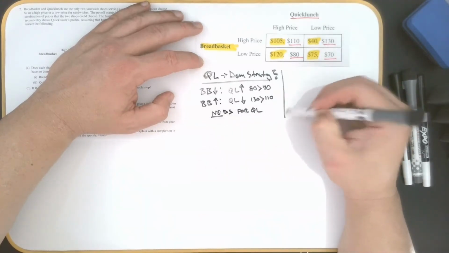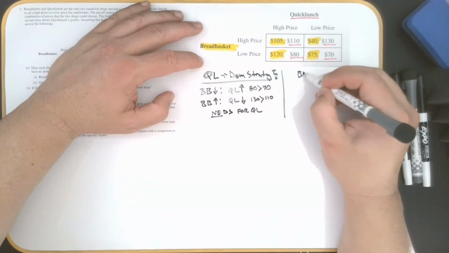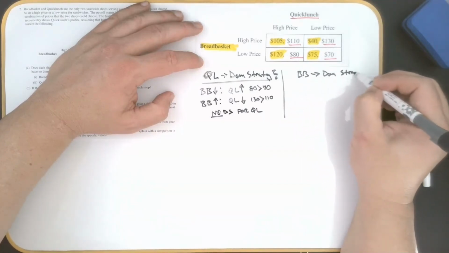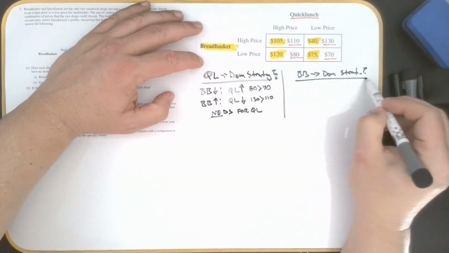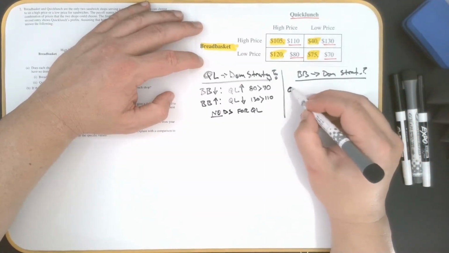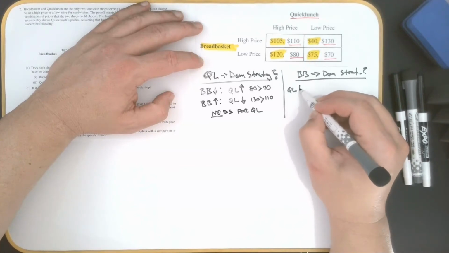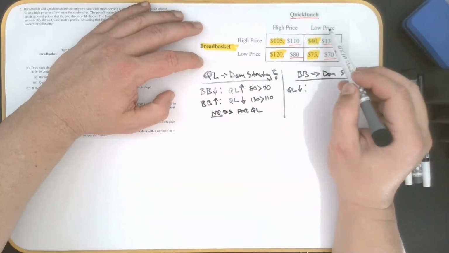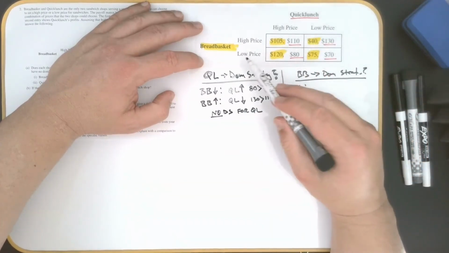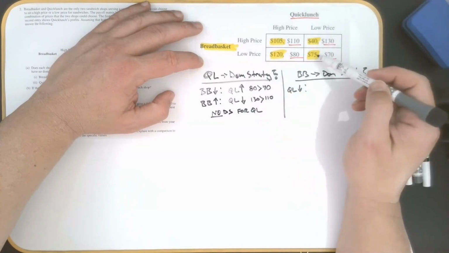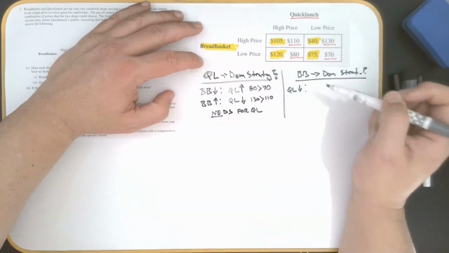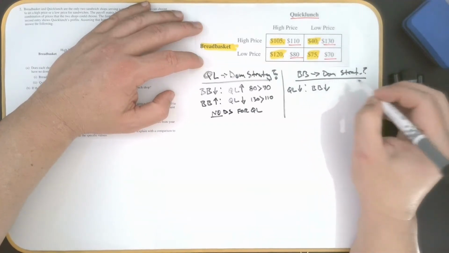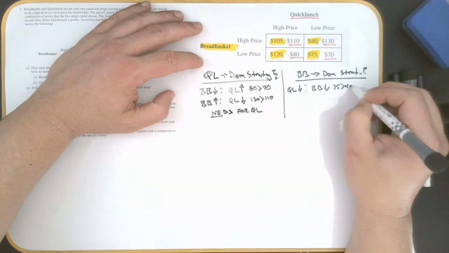Now let's do the same thing over here. Does Breadbasket have a dominant strategy? That's our question. Well, let's force Quick Lunch to do something. Let's make Quick Lunch go low and see what happens. What's better for Breadbasket, 75 or 40? 75 is better, so Breadbasket would go low, and our reason is 75 is better than 40.